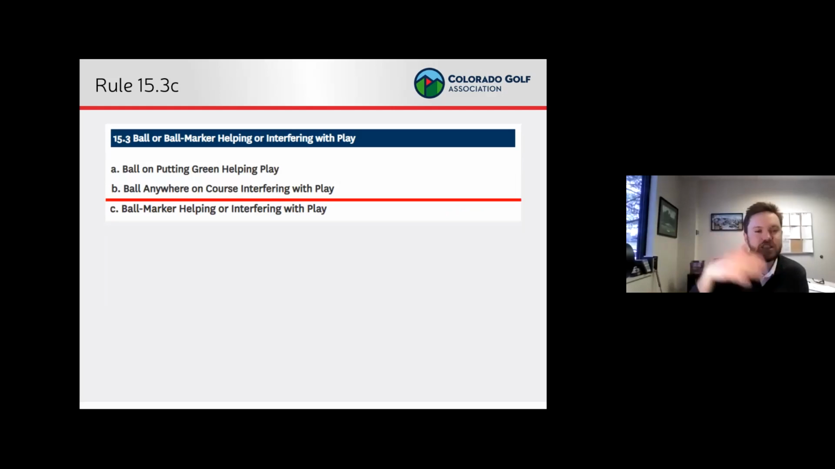Again, so cutting this up a little further, we look at the ball on the putting green helping or interfering with play, the ball anywhere on the course interfering with play. Now we look at the ball marker. So we've shifted from the golf ball itself to the ball marker. This is heavily inferring it's on the putting green. We'll talk about when it's off, kind of like we just said a minute ago. But this is typically what you see on the putting green. You see a lot on TV when it's right in the line. Ball marker helping or interfering with play. And 95% of this is going to be on the putting green, but there is that 5%, like we just talked about, where it's off the putting green.